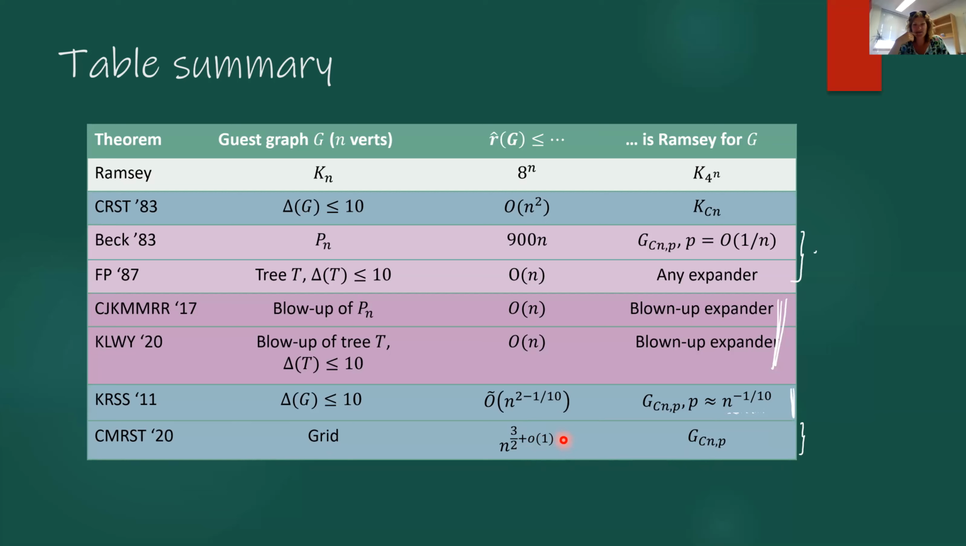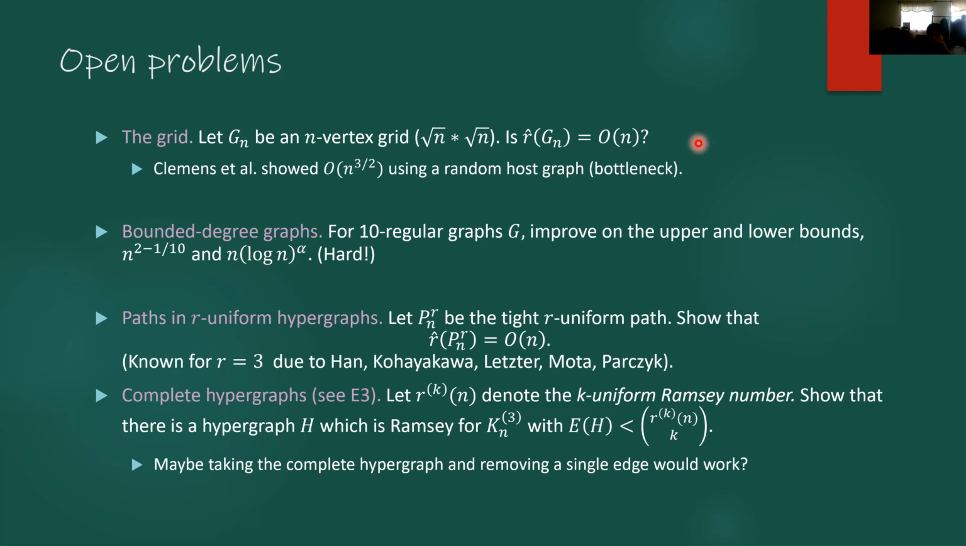So that would be it about the results. And here are the open questions that I want to get you interested in. Again, that's the grid. This is improving on the results for bounded degree graphs, again, potentially difficult. And these are two interesting results for hypergraphs. I will just mention the first one: extending the path results to hypergraphs. That's something that's not known and very natural. It's actually known for uniformity 3, and they use these blow-up-y techniques.